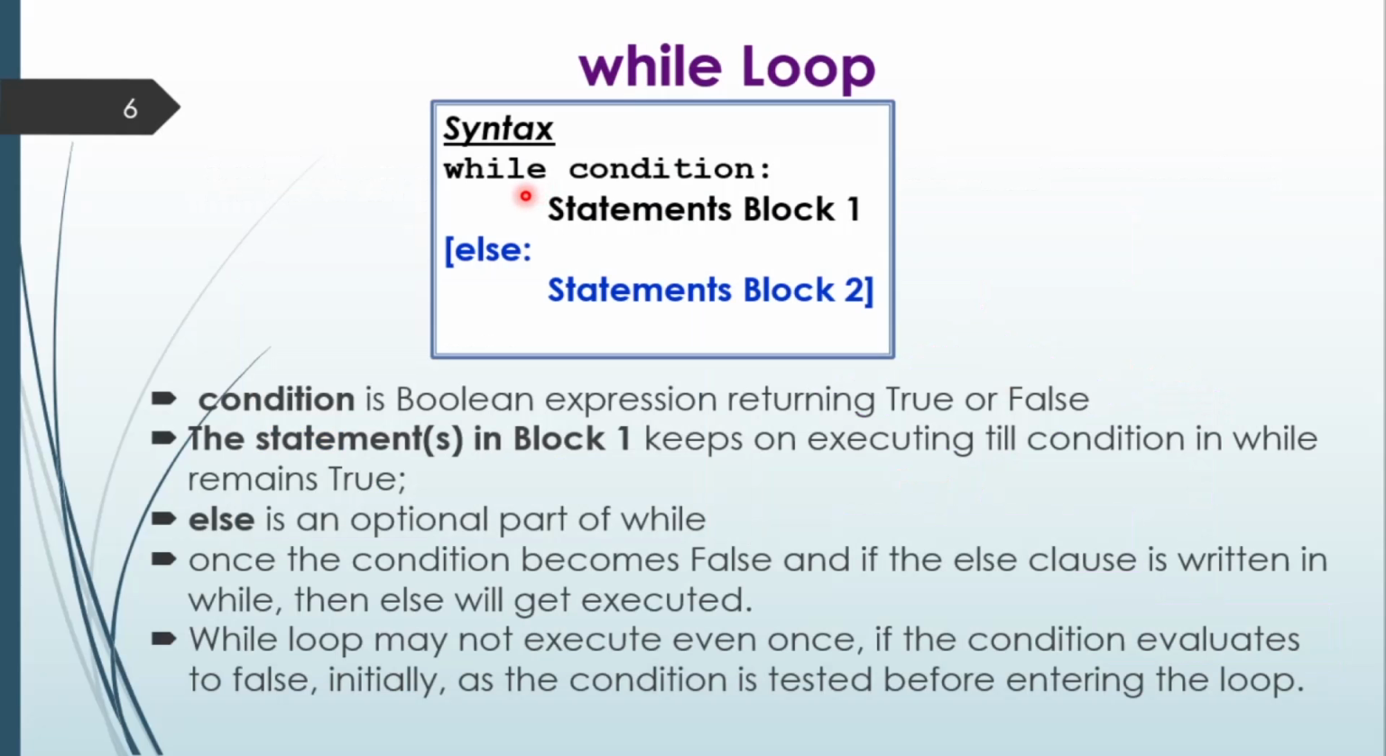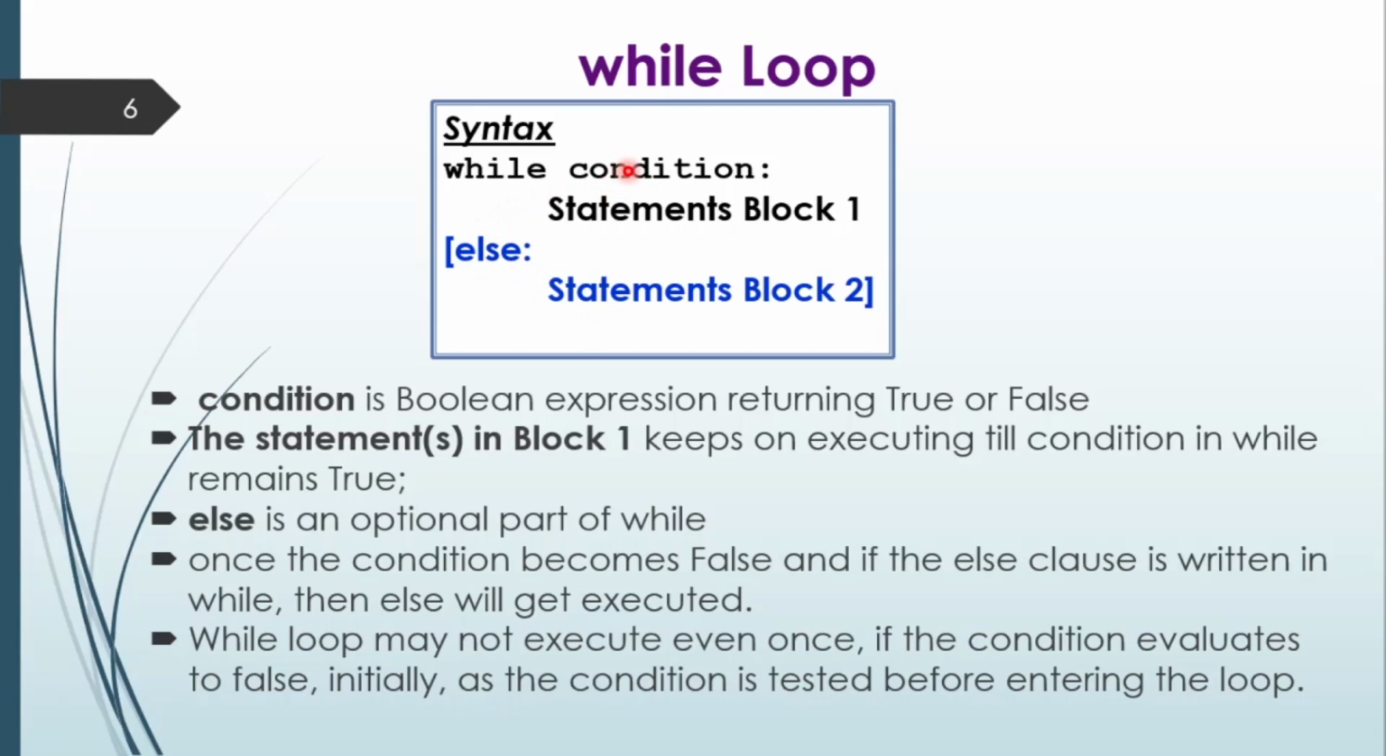Let us look at each part of the syntax. The condition is a Boolean expression returning true or false. The statements in block 1 keep on executing till the condition in while remains true. If the condition is true, the statement will be executed repeatedly. This else block is an optional part. When the condition becomes false, if there is an else block written in the code, this part will be executed.